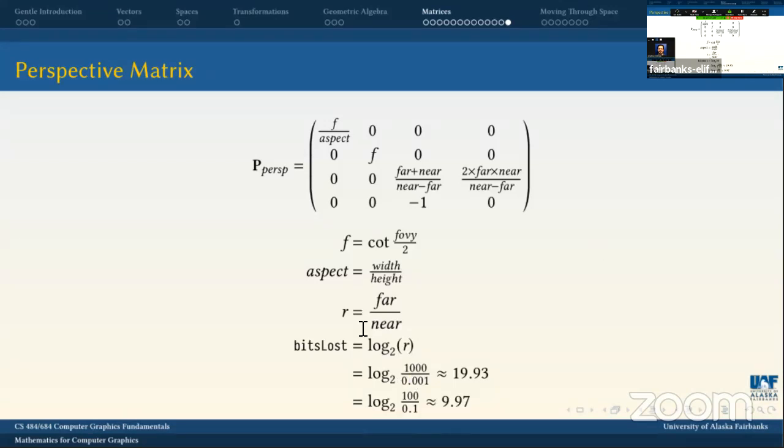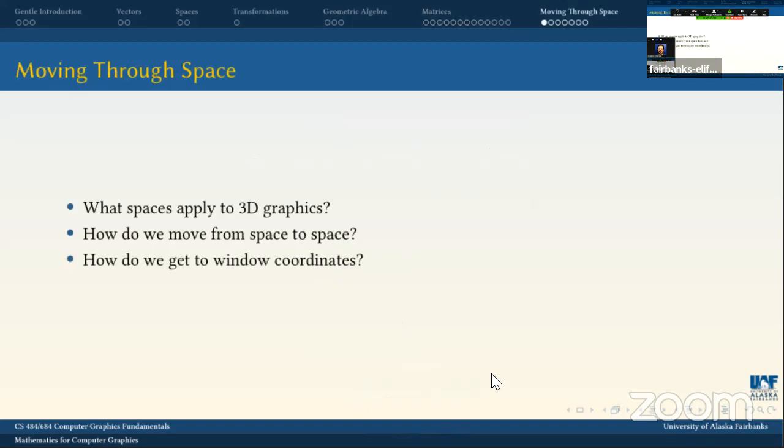And by picking appropriate values, we talked about this last time, you can affect how many bits of precision you're actually able to use. And we'll show what that looks like when we talk about the depth buffer.